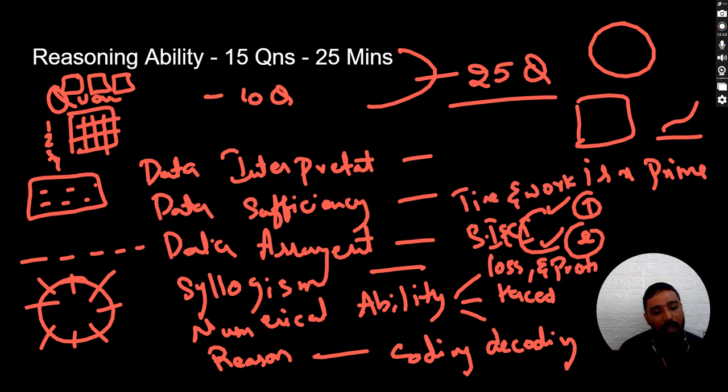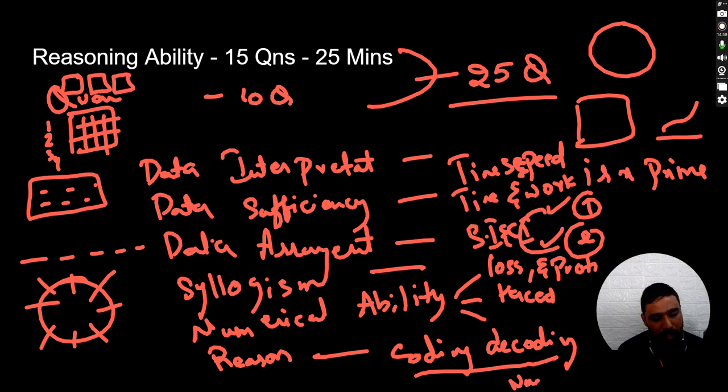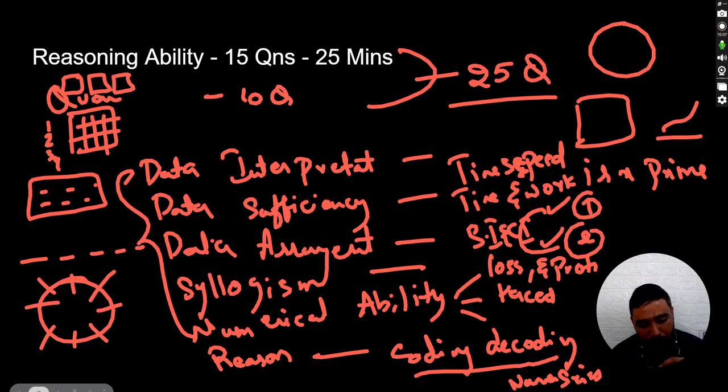and time and work, and time, speed, distance. What else is there? Yes. So basically these are the topics which have to be prepared. So coding, decoding and number series. This one also you just do it. If you are good with all these things, I think you can easily crack all these 25 questions.